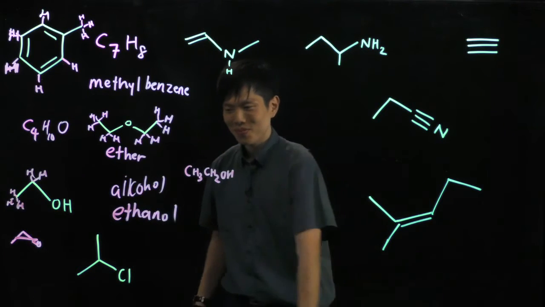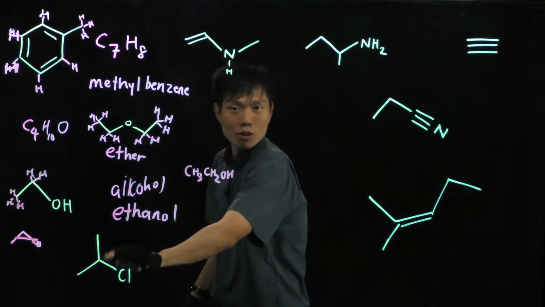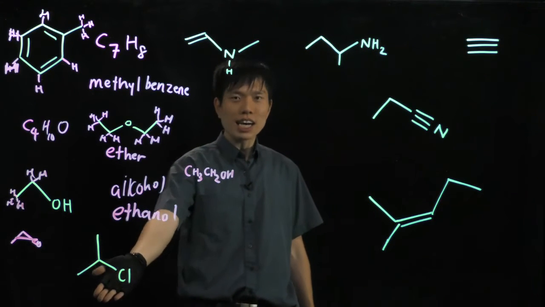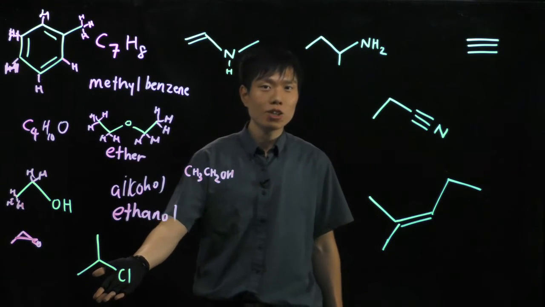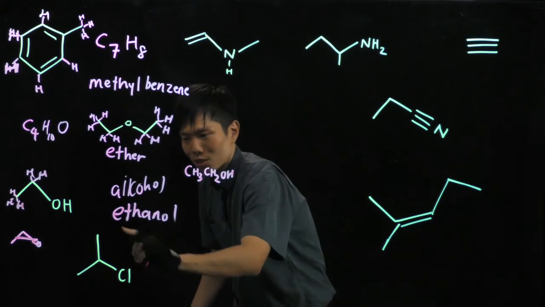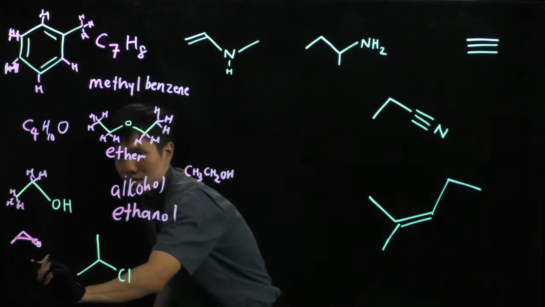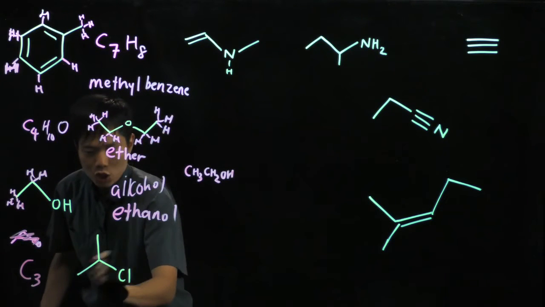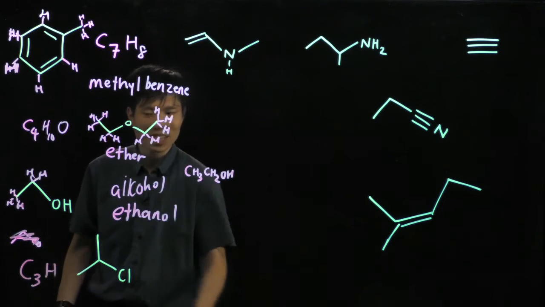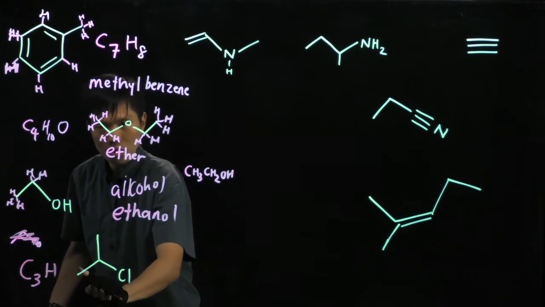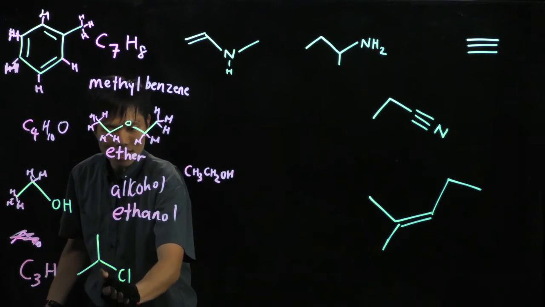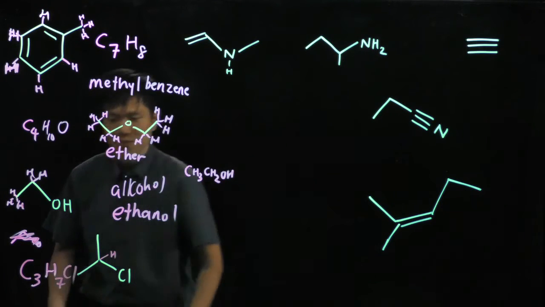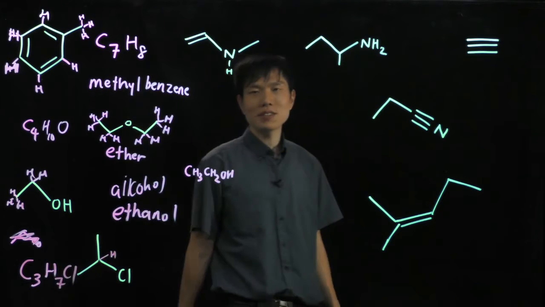Next up, I see an alkyl chain that is connected to a chlorine, a halogen. So this is called an alkyl halide or haloalkane. So in total, 1, 2, 3. C3, H. How many? 1, 2, 3, 4, 5, 6, 7, right? Cl. So that's the formula.